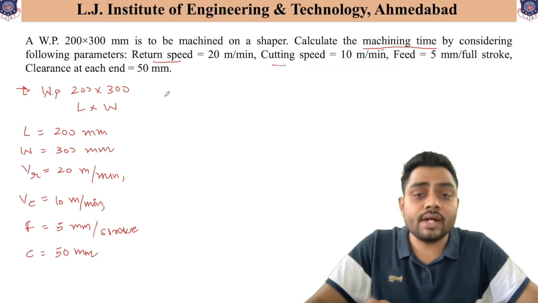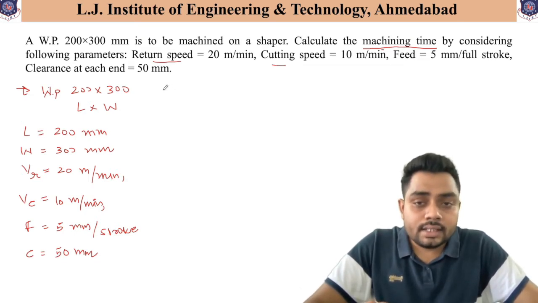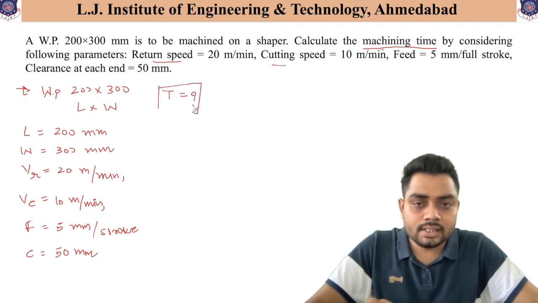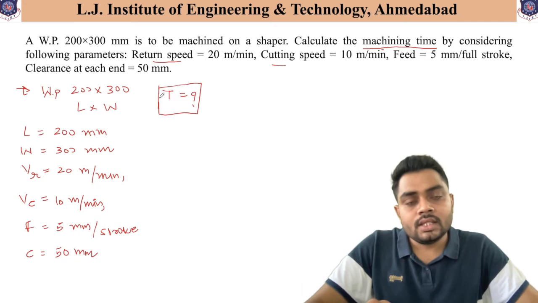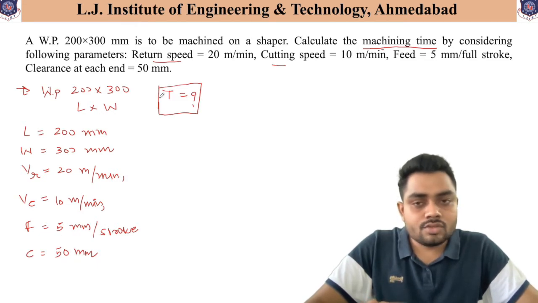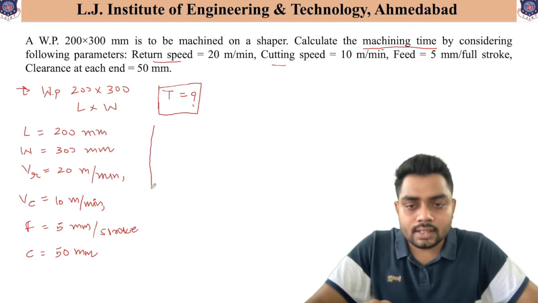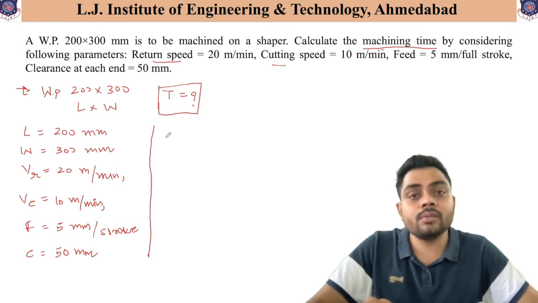Now what do we need to find? We need to find the main important data required, that is the machining time. Now how will we find machining time? For that, first let us find the total length traveled by the tool during the machining operation.